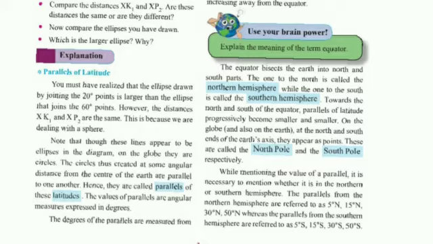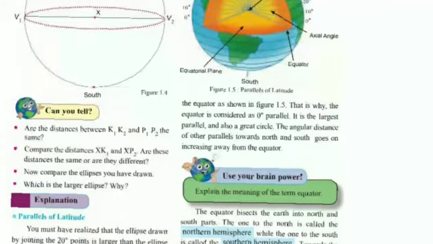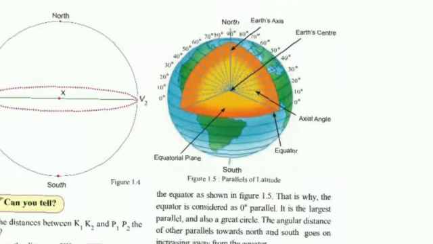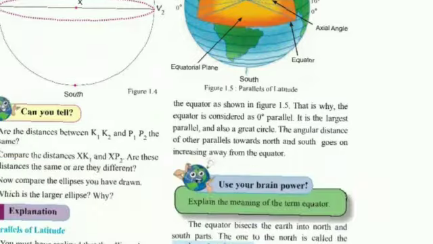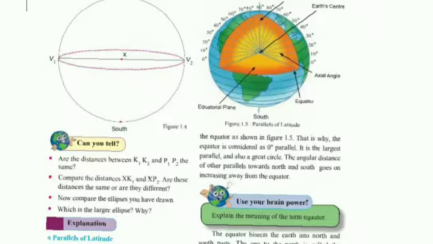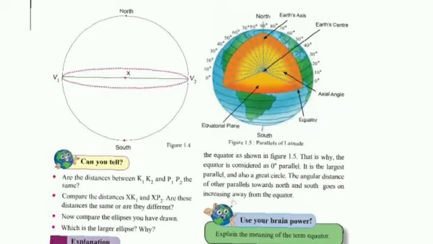So the degrees of parallel are measured from the equator, as shown in figure 1.2. From figure 1.2, we can see the points at 20 degrees and 60 degrees. They are parallel to each other, and there is a center of the earth, and it is measured from the equatorial plane. That is why the equator is considered the zero parallel. Why is the equator considered the zero parallel?